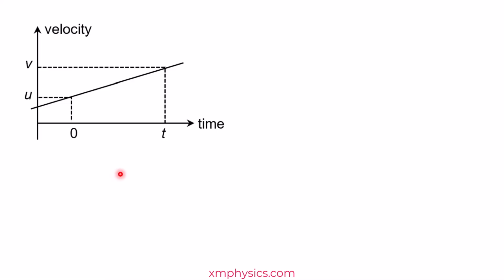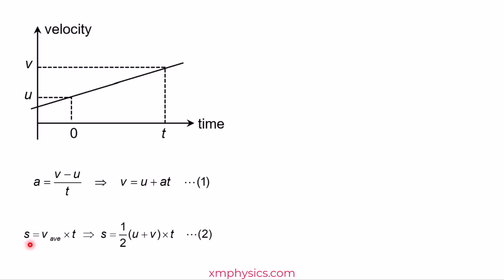The VT equation is very easy to derive. Basically, the definition of acceleration itself is v minus u divided by t. And so you end up with the VT equation. It's that easy. Okay, let's move on to the ST equation.